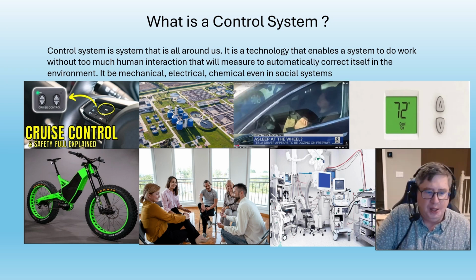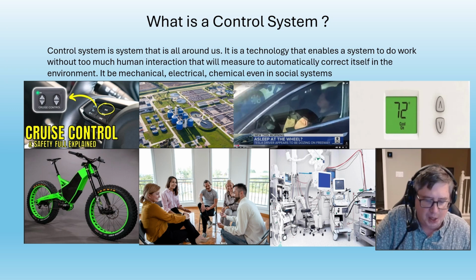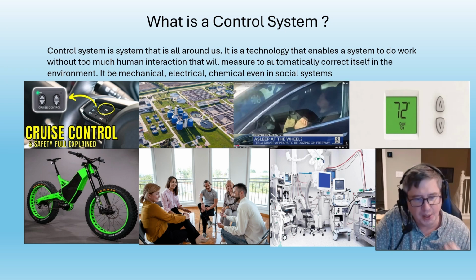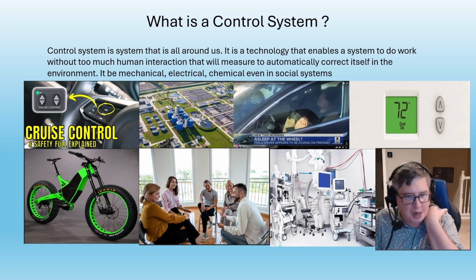So in a control system, remember your cruise control will adjust to the speed. If you set it at 70 miles an hour, it will go 70 miles an hour. And when it goes up a hill, it will adjust the gas to go accordingly. And then it will slow down if it's going down a hill. This is an example of a control system.